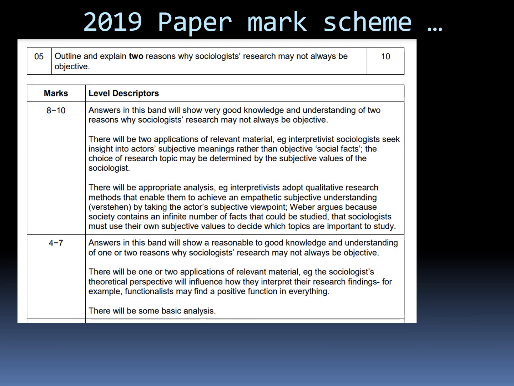Checking out the mark scheme, especially the top bands, because they give you some indication about what you could write about. So firstly, you need some really good knowledge and understanding of 2 reasons. Use your ideas, your concepts, your keywords. To gain the AO2, you need to show application of relevant material. So that means link it to sociological research, give an example to show how it's not objective. And finally, appropriate analysis to get you AO3 will be gained by digging further into detail, linking concepts and ideas together to show that deeper analysis.